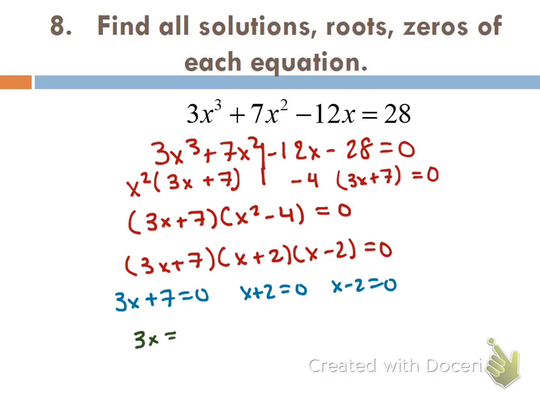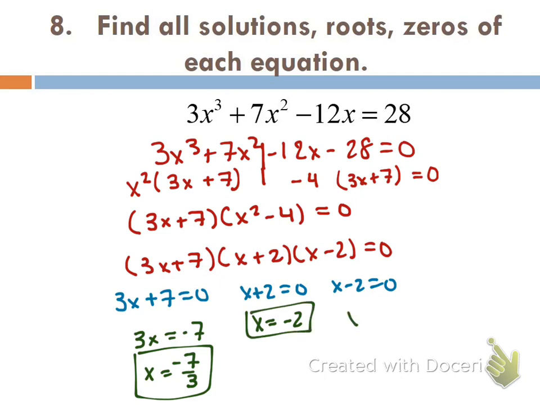So 3x equals negative 7. We get negative 7 thirds. Subtract 2 from both sides to get negative 2. Add 2 to both sides to get 2. I began with x to the third. X to the third is my highest exponent, which is our degree, and I do have 3 answers. Okay, so negative 7 thirds, negative 2, and 2.